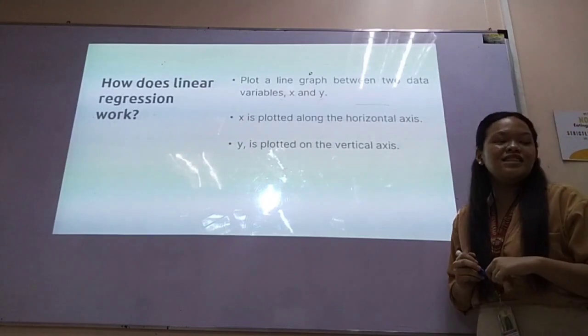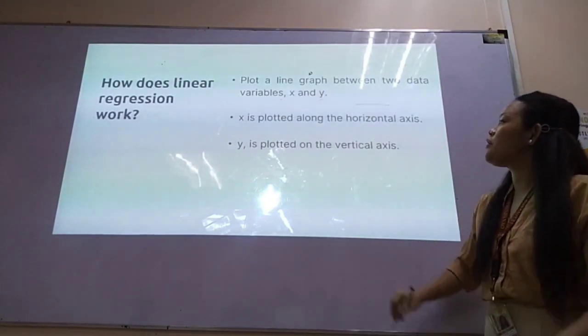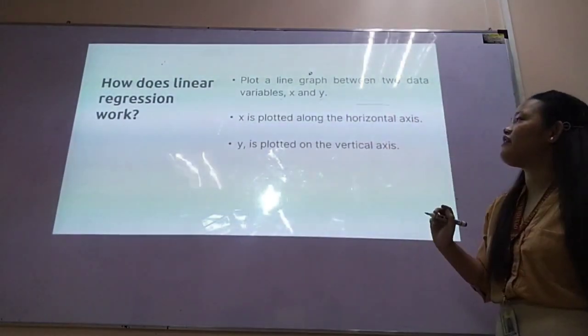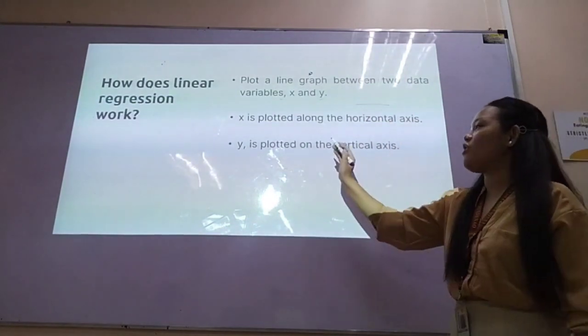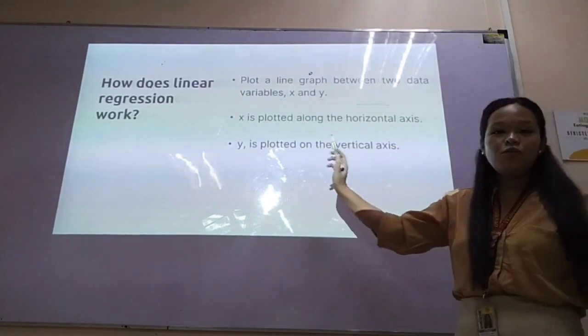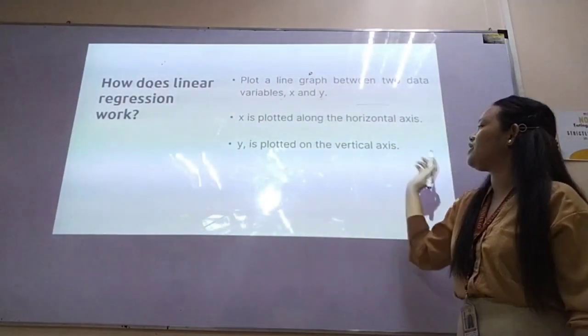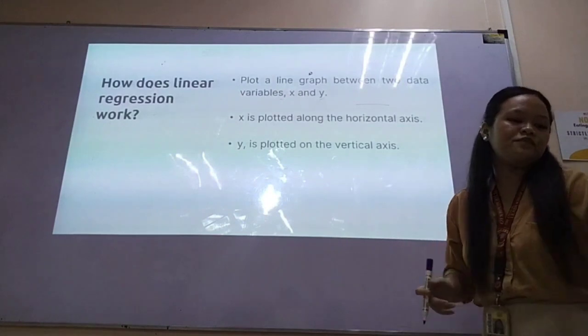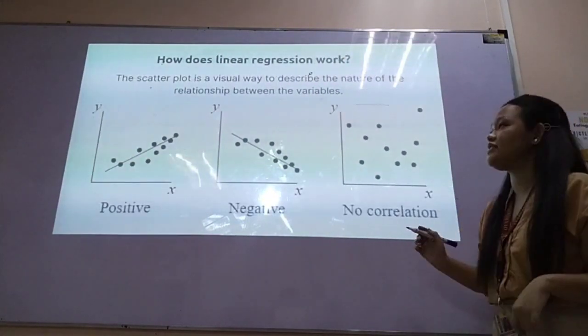So how does linear regression work? First, we're going to plot a line graph between 2 data variables, x and y. X, or our independent variable, is plotted along the horizontal axis, and y, or our dependent variable, is plotted on the vertical axis. Now we have our scatter plot.